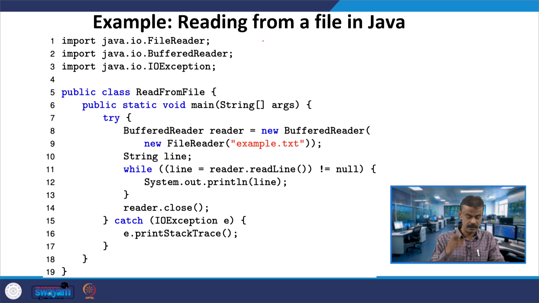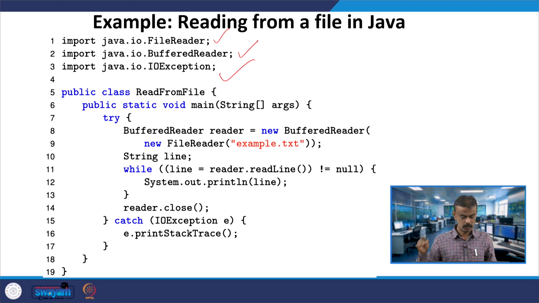Like what we have done in C++, we are reading line by line, and then we are writing to the console. The same thing we will do here. So, here we have to use the IO package, input output: FileReader, BufferedReader, and IOException. That means I am going to use try, throw and catch.